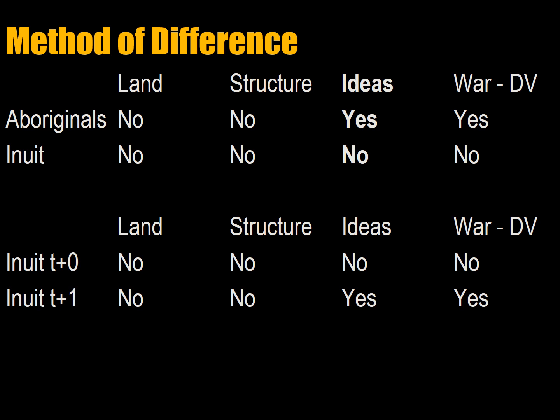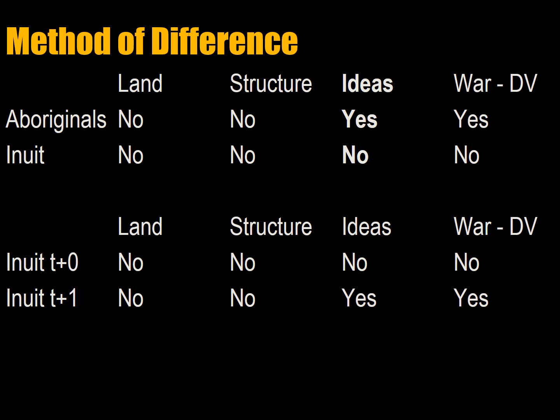Here is another application of the method of difference, and this refers to the article by Edmund Beard in your reader. We have two communities, Aboriginals and Inuit, and we want to find out what explains their variation in their behavior towards war. We look at the variable of land, and they're similar. We look at the variable of structure, and they're similar. It's not a major incentive. However, we look at ideas, and we see that the Aboriginals have a developed notion of conflict, where the Inuit don't. And this hypothetically explains variations in the outcome, in the dependent variable of war.